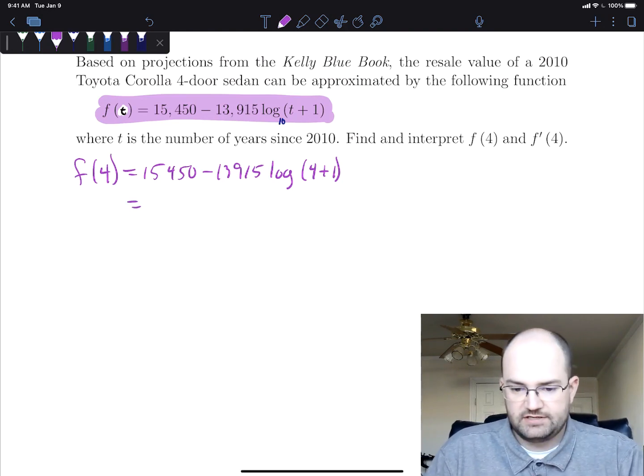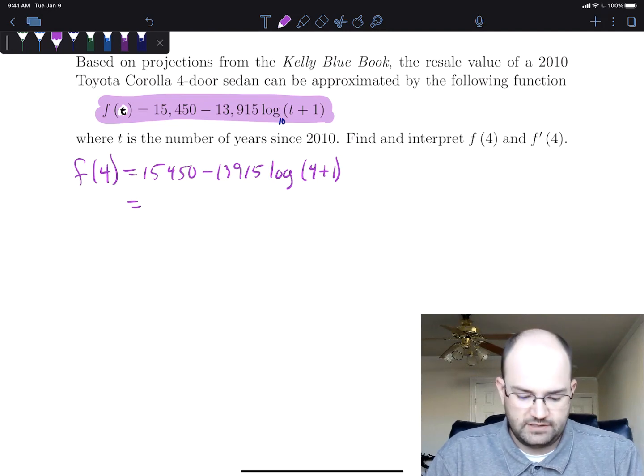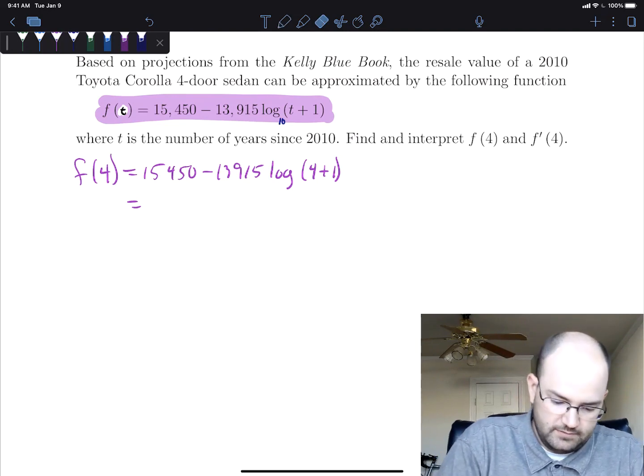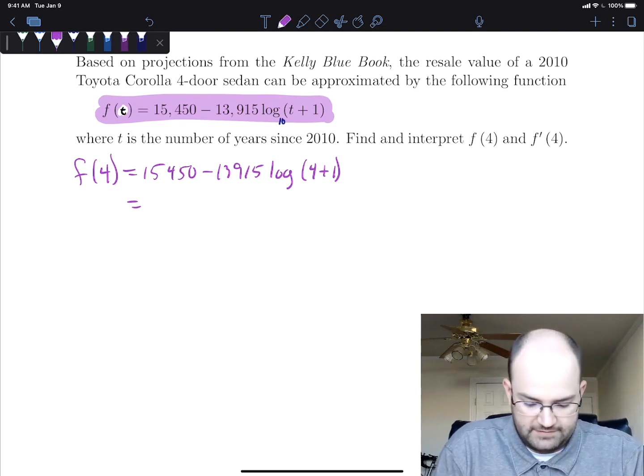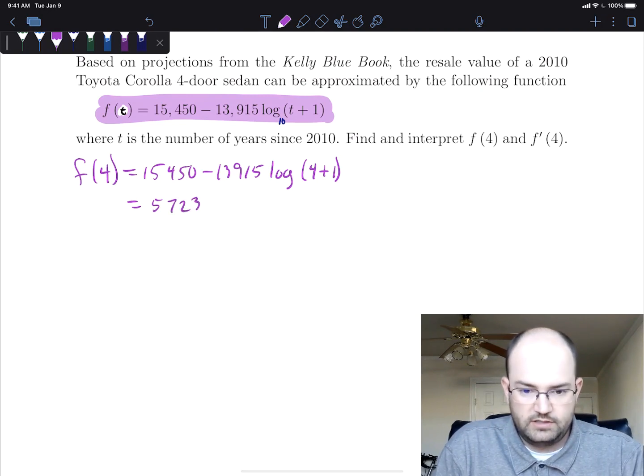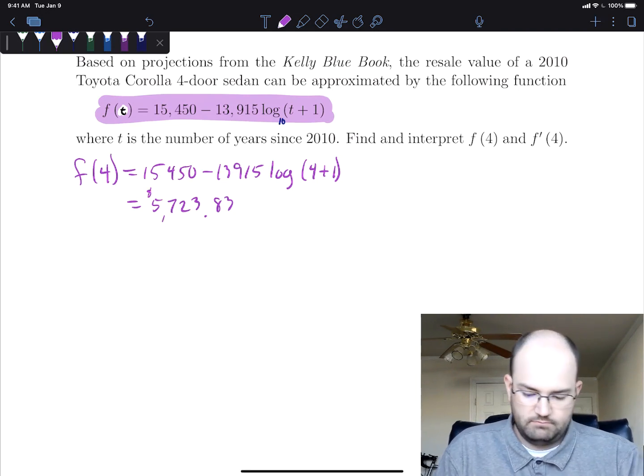Well, just type that into the calculator. I'm not going to show you this on the video. I'll show you more in class if you need to see this. But I'm just going to type in 15,450 minus 13,915, and then log, which is just the button across to the left of 7, and then log 5, basically, plus parentheses and enter. And this tells me that this is 5,723.83239, which is just 5,723.83. Excellent. I'll interpret this a little bit later.